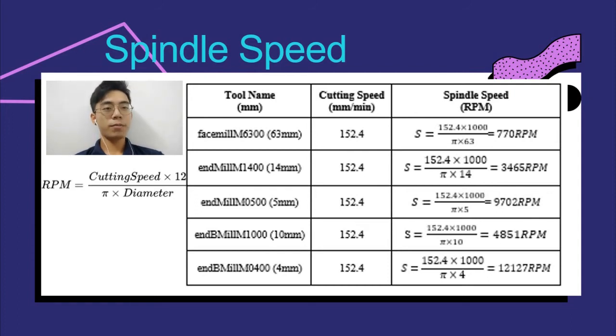For the end mill of 5 mm diameter, need to use 9702 rpm. For the end ball mill with 10 mm diameter, need to use 4851 rpm. For the end ball mill with 4 mm diameter, need to use 12,127 rpm.